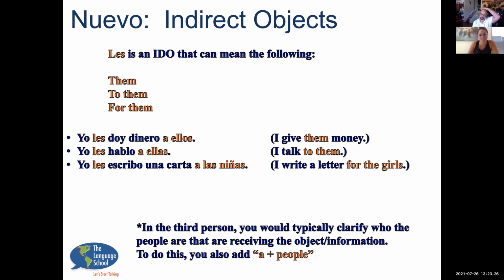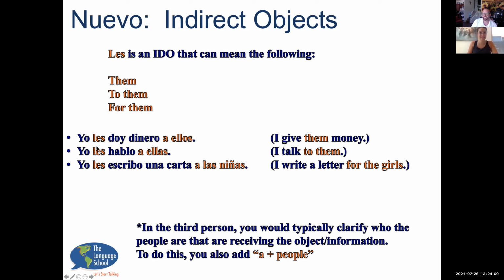Les is them. Okay. Yo les doy dinero a ellos. I give them money. Yo les hablo a ellas. I talk to them. Yo les escribo una carta a las niñas. I write a letter for the girls. Good. So in the third person, you would typically clarify who the people are that are receiving the object or the information that's being exchanged by specifying exactly who you're talking about. So like we see here in the examples, a ellos, a ellas, or a las niñas.